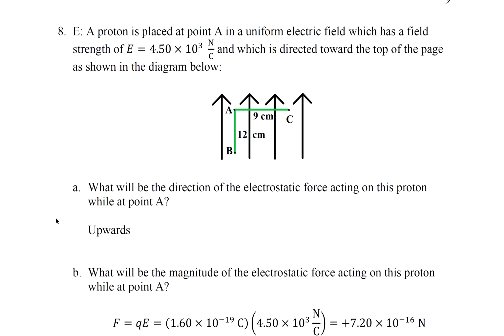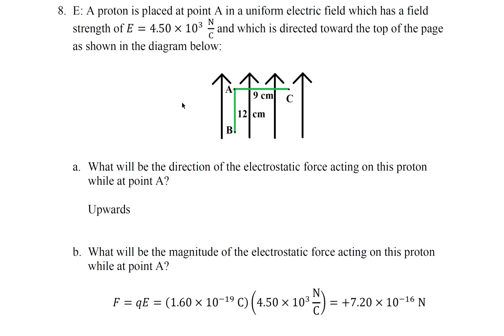Well, these electric field lines always point from a positively charged plate to a negatively charged plate. So imagine that there's a positive charged plate on the bottom and a negatively charged plate on the top. So if you put a proton at point A, the proton is going to move upwards.